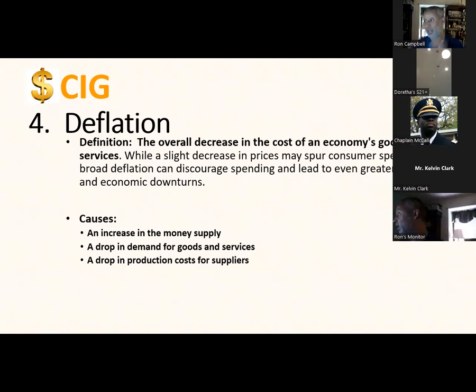Got it. So you look at the definition. While a slight decrease in prices may spur consumer spending, broad deflation can discourage spending and lead to even greater deflation, an economic term which causes a downturn. Remember, the federal government relies upon payroll taxes, and with people not working, guess what's going to happen? It's reduced when people are unemployed. That makes sense. People not working, you're not getting that income coming in.